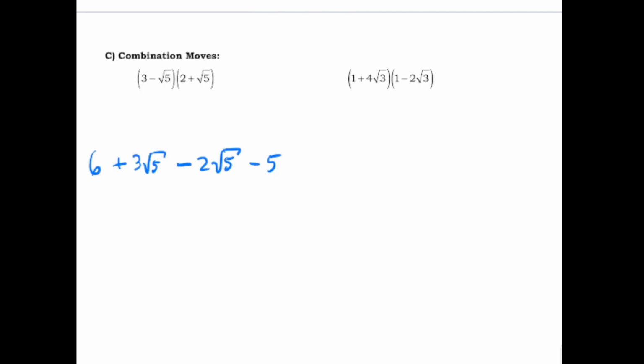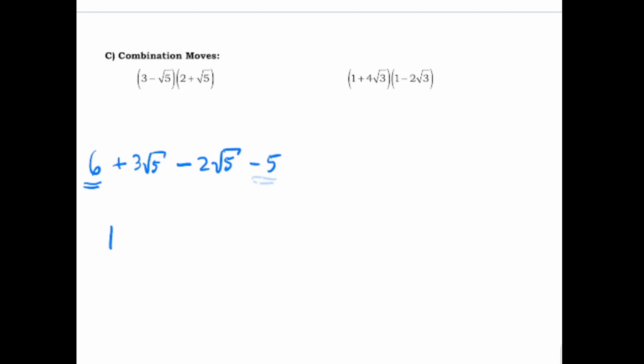Now we've got a big old addition subtraction thing going on here, and you want to say, oh, that's like terms. Notice the 6 and the -5 are both numbers or constants, so those are like terms, so you can combine those, you add them together. A 6 and a -5 is just a 1.